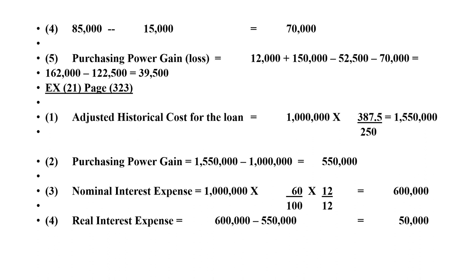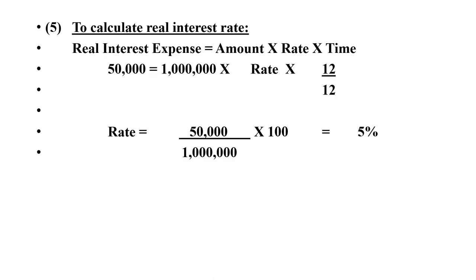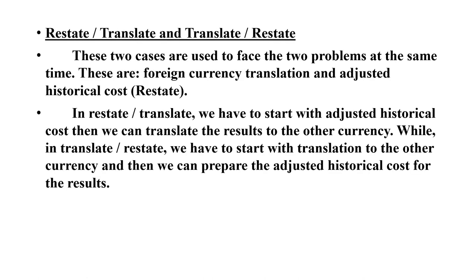At the same time we got purchasing power gain 550,000, so real interest expense equals nominal interest expense minus purchasing power gain or loss: 600,000 minus 550,000, the result is 50,000. To calculate the real interest rate, real interest expense equals amount times the rate times the time. We already calculated the real interest expense, 50,000, equals 1 million times the rate times 12 over 12, so the rate is equal to 50,000 over 1 million times 100. The result is 5%.